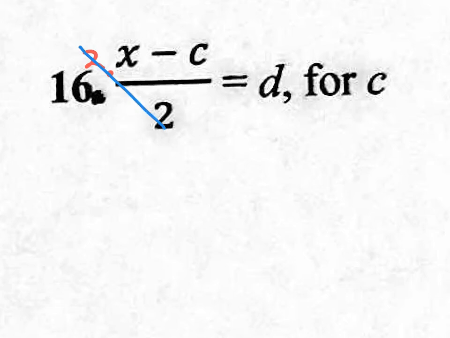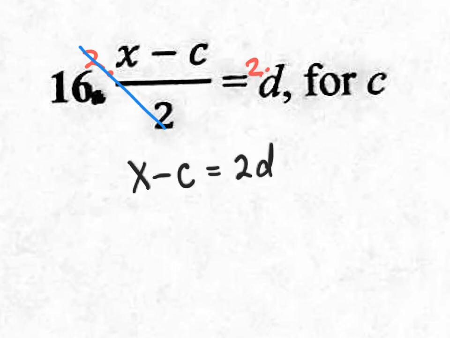And what do we have left? We have an X minus C. But since I multiplied by 2 on this side, I need to multiply by 2 on the right side of the equation, right? So 2 times D. So let me rewrite my whole thing. I have an X minus C, no more fraction, equals 2 times D. Are you with me? Yes.